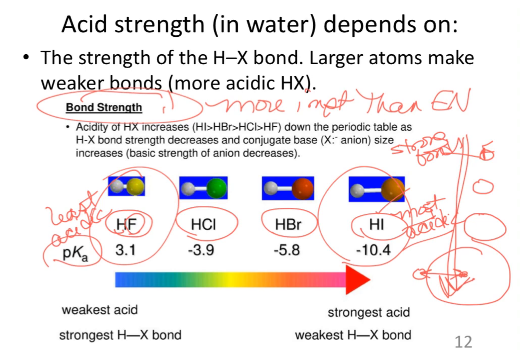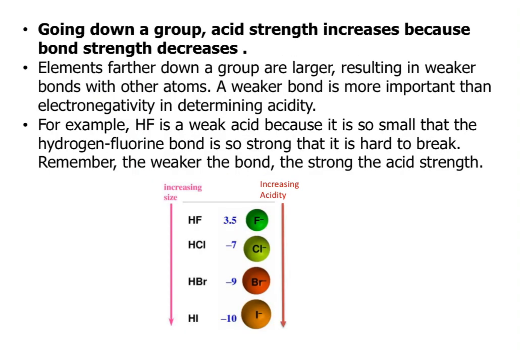So as you go down, and this would be true on any group, any vertical group on the periodic table, as you go from top to bottom down any group, it is going to get less and less acidic. So this slide just summarizes what I said a little bit more clearly, probably, than I did on the last slide.